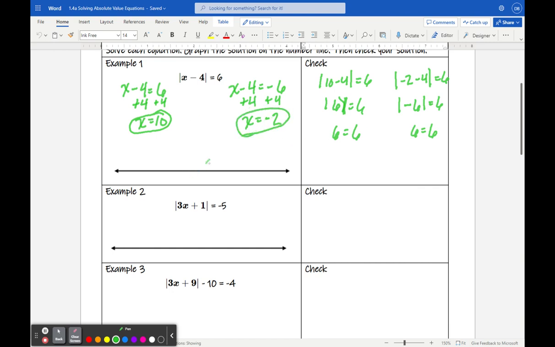So now let's look at graphing. If this is 0, then at negative 2, so x is equal to negative 2, I would have a solid dot. Then 1, 2, 3, 4, 5, 6, 7, 8, 9, 10. X is equal to 10, so again I would have a solid dot, and I would connect these two dots with a line.